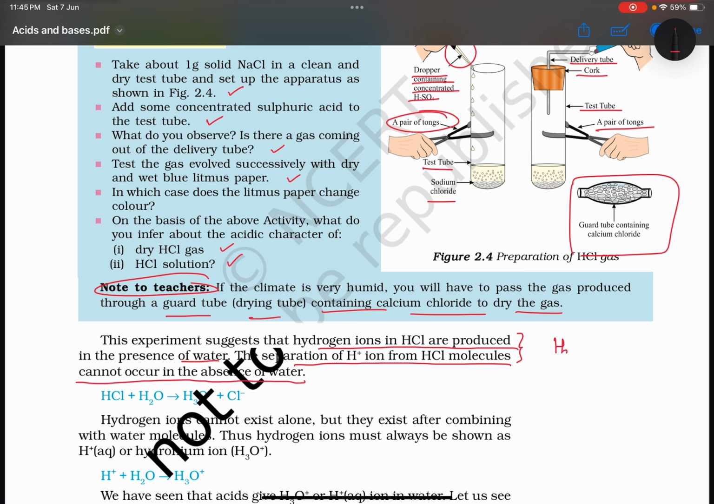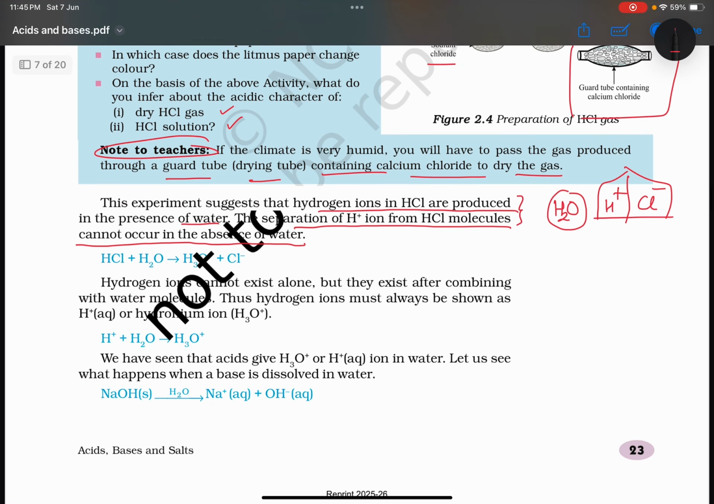So water's role is to break H plus and Cl minus. H plus and Cl minus are going to be produced. HCl plus H2O gives us H3O plus and Cl minus. Hydrogen ions cannot exist alone. Okay, now only H plus won't exist. So this will join with water to form H3O plus, hydronium. They exist after combining with water molecules. Thus, hydrogen ions must always be shown as H plus (aq), aqueous solution, or simply you can say H3O plus. H plus plus water gives H3O plus.